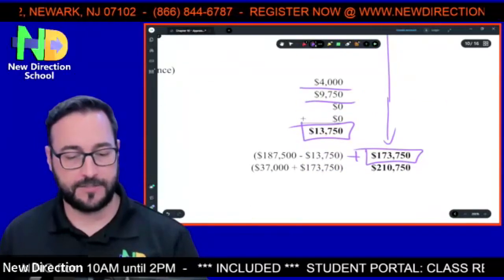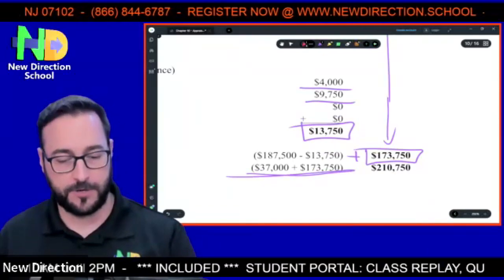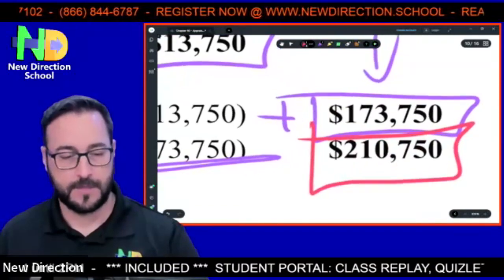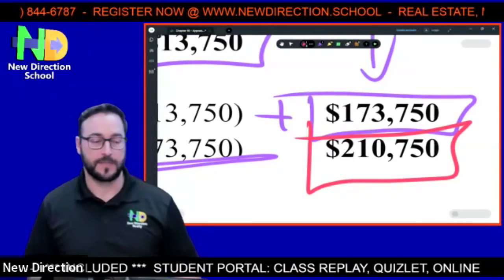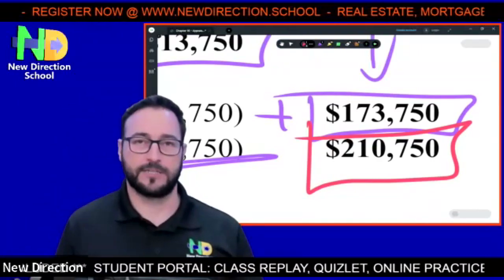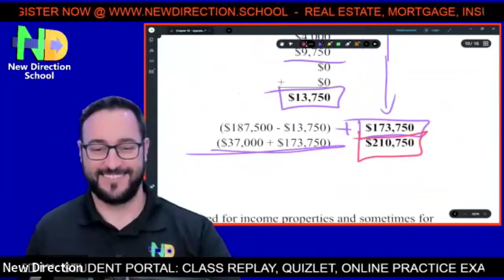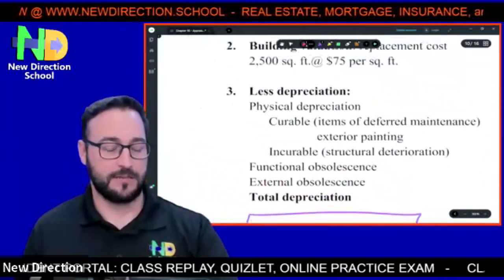Okay, we're going to add these two right here. And that means that our property is worth $210,750. That's the property value. It's not that hard when we look at numbers, right? What, it was difficult? Oh. So these are the steps.